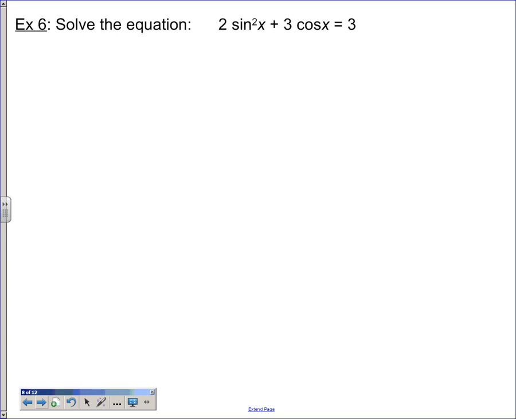All right, moving on. We're going to continue to have to factor, but in this case, we have 2 different functions, sine and cosine in our example. So first, let's get everything in terms of one function. So let's get it in terms of cosine in this case.